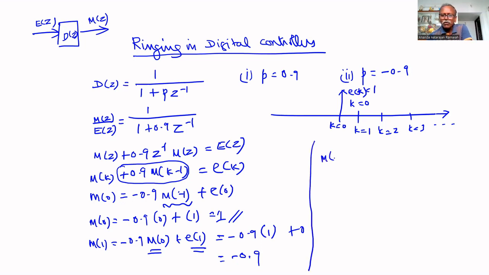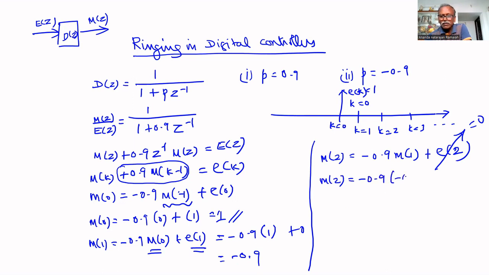What is M of 2? M of 2 equals minus 0.9 M of 1 plus E of 2. This is also equal to 0 because the error pulse came only at K equals 0. That's all. Therefore, M of 2 equals minus 0.9 multiplied by M of 1, which is minus 0.9, plus 0. Therefore, M of 2 equals 0.81, a positive value.